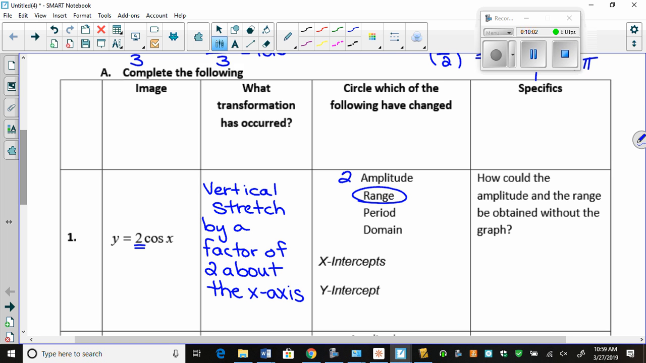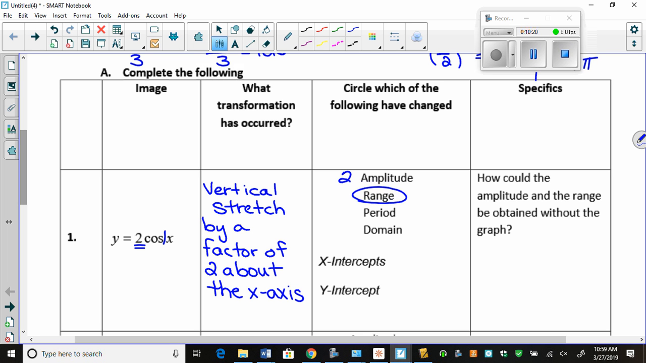The period is how long it takes to repeat itself, x's. Is that going to change? No. The period changes only when what? When I actually have this b be something else, right? The period was 2 pi. It's still going to be 2 pi because I'm going to divide by 1. My domain doesn't change because it's x's.